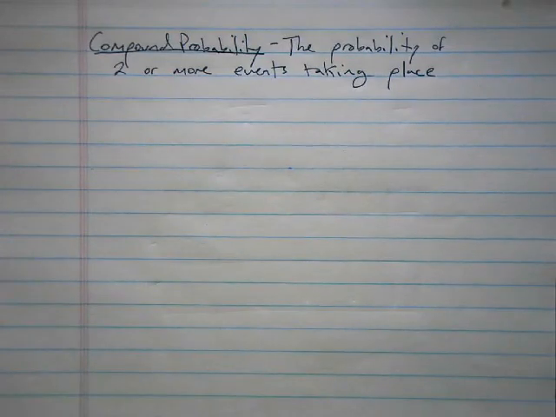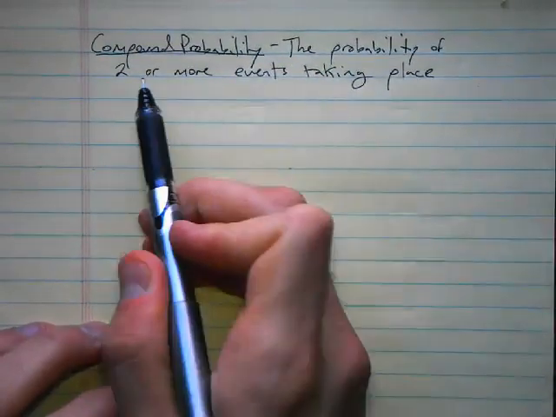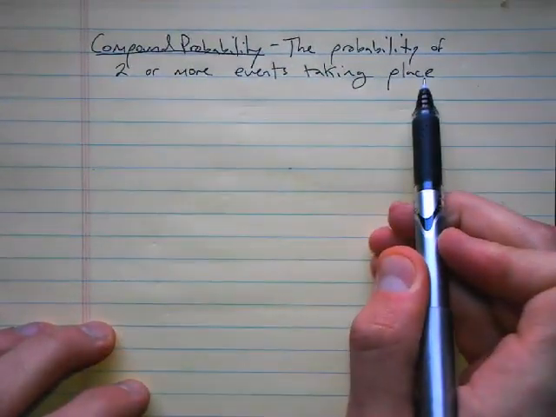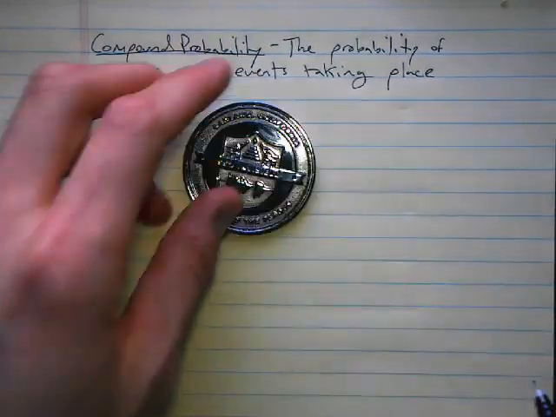Welcome to the lesson on probability, compound probability. Compound probability is the probability of two or more events taking place. Here's what I mean. You should already know how to find the probability of one event.